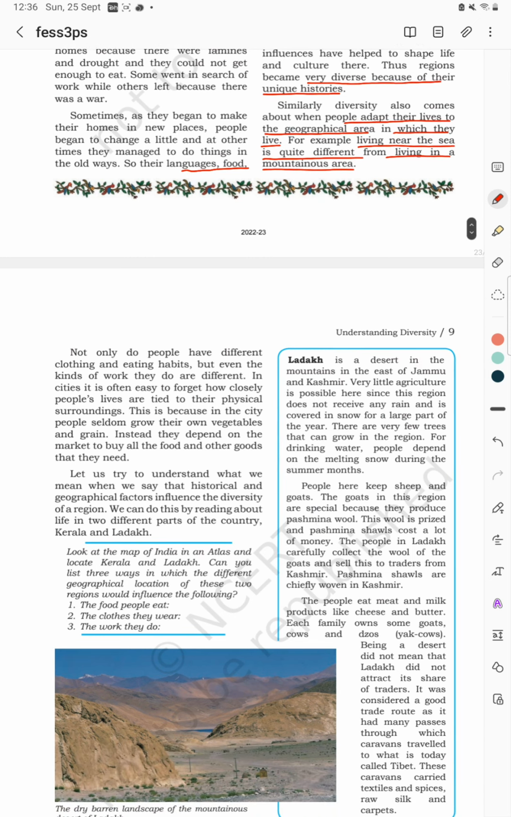Okay, so that is diversity. So not only do people have different clothing and eating habits, but even the kinds of work they do are different. In cities, it is often easy to forget how closely people's lives are tied to their physical surroundings. This is because in the city, people seldom grow their own vegetables and grains. Instead, they depend on the market to buy all the food and other goods that they need.